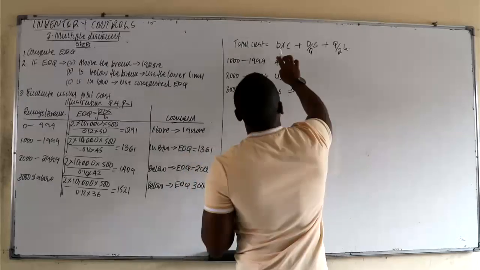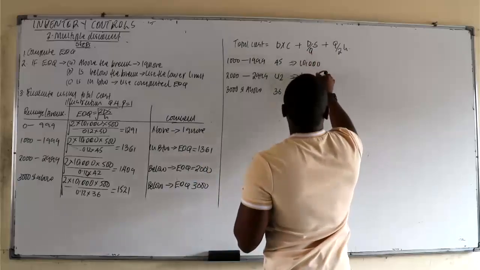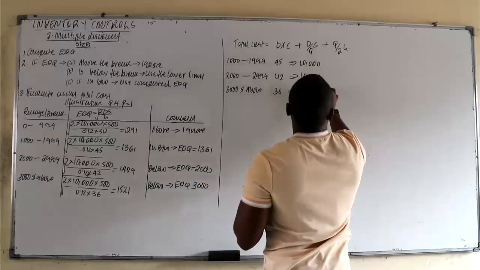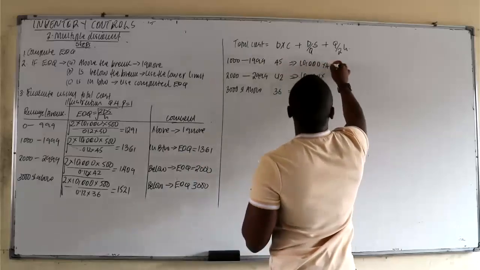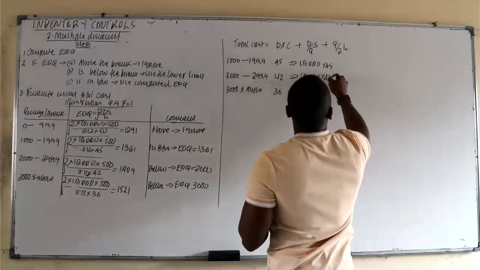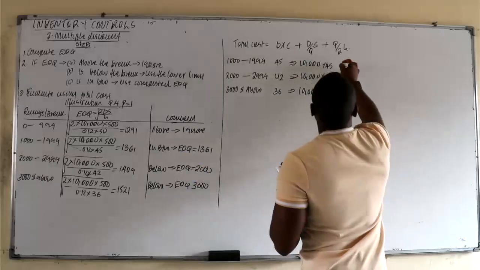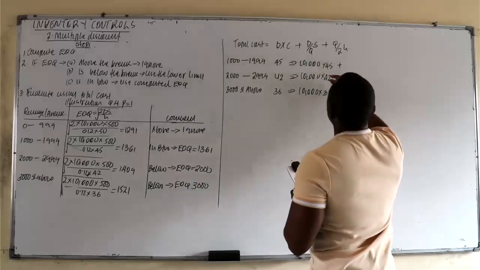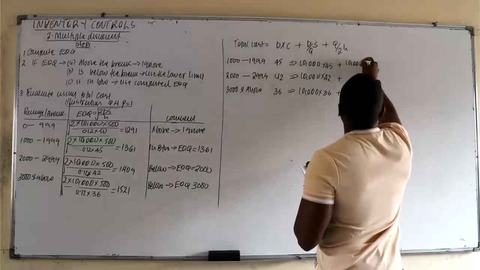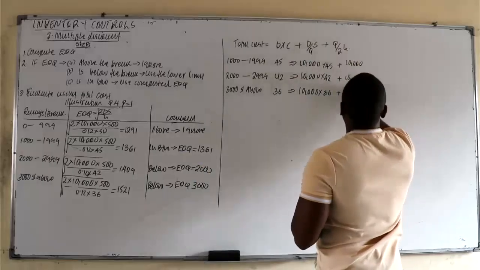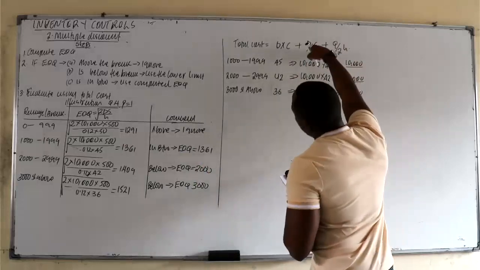So determine the cost. Annual demand does not change, it's 10,000. Then you multiply by C. So the cost here is 45. Here the cost will be 42. Here the cost will be 36 due to discount. Then you add the ordering cost. Annual demand we have is 10,000. Now you divide by EOQ.